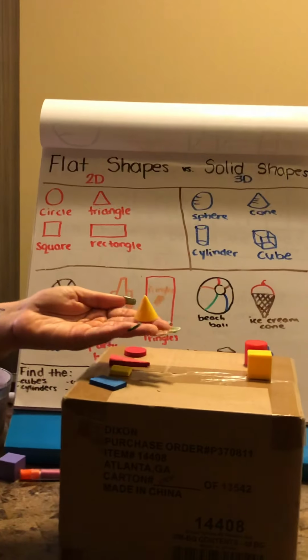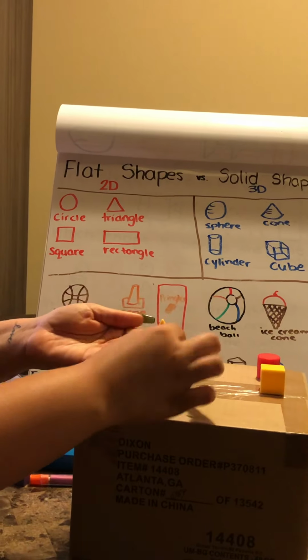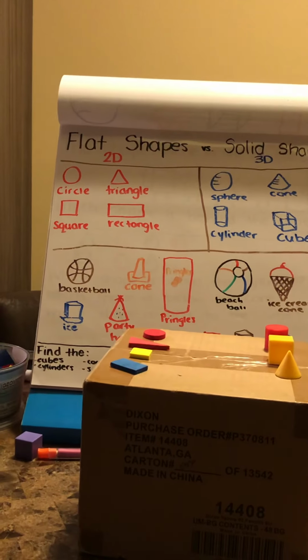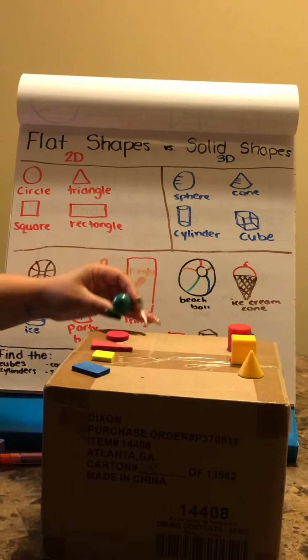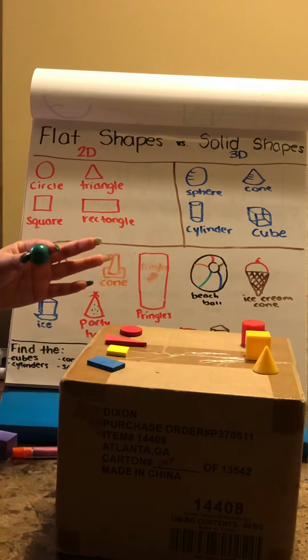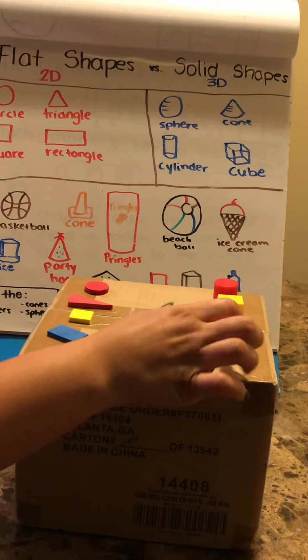And here we have a cone. A cone is a solid 3D shape. And the last one is a sphere. Where does the sphere go? Is it flat or solid? Good, it is solid. Whoop.